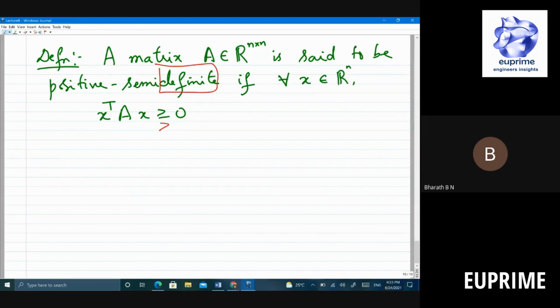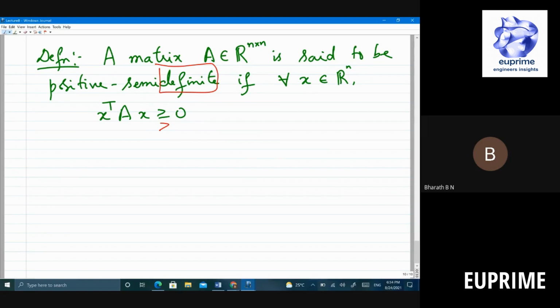What is negative semi-definite? It's easy. It should be less than or equal to 0. What is negative definite? Less than 0. Or the other way of saying: a matrix is said to be negative semi-definite if minus A is positive semi-definite. Same thing. Is this fine, everyone?